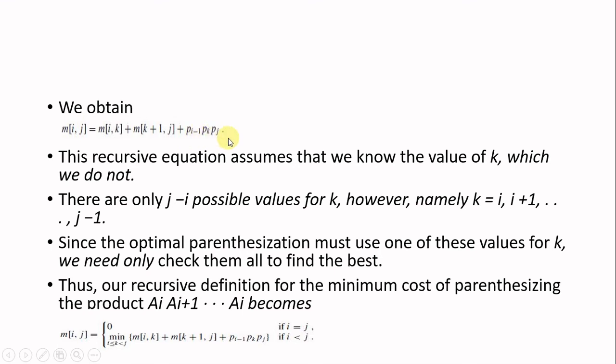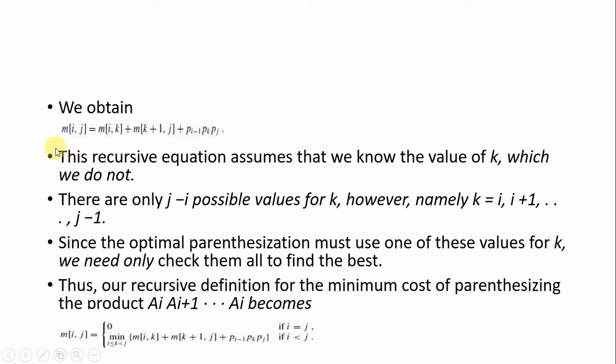So we have split the sequence at k. So we have a_i to a_k, then a_(k+1) to a_j. Then their product. For a_i to a_k, that cost is m of i comma k. Then the second product, that cost is m of k plus 1 comma j plus p_(i-1) p_k p_j. So we are recursively defining this.